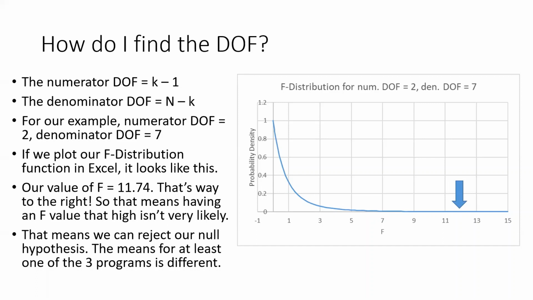If we plot our F distribution in Excel, it's going to look like this, for degree of freedom 2 in the numerator and degree of freedom 7 in the denominator. So here's our probability density. Our value of F is 11.74, way out here. So that means, again, having an F value that high isn't very likely. Again, we can reject our null hypothesis. At least one of the means is different from one of those programs compared to the other two.